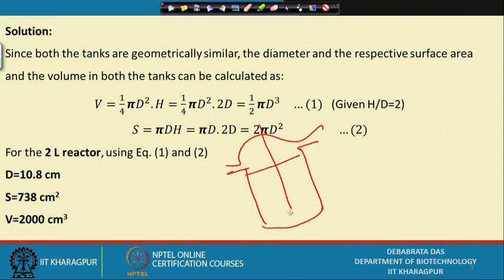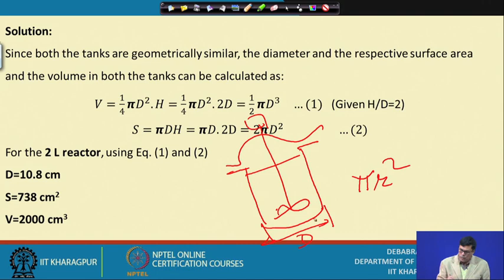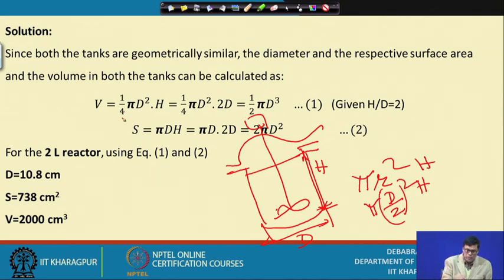So, this is like this. Let us assume diameter is d. So, pi r square will be what? This is the cross sectional area. This is the liquid height, h. Now, r will be what? r will be d by 2, whole square, into h. So, that is why we write 1/4 pi d square into h.